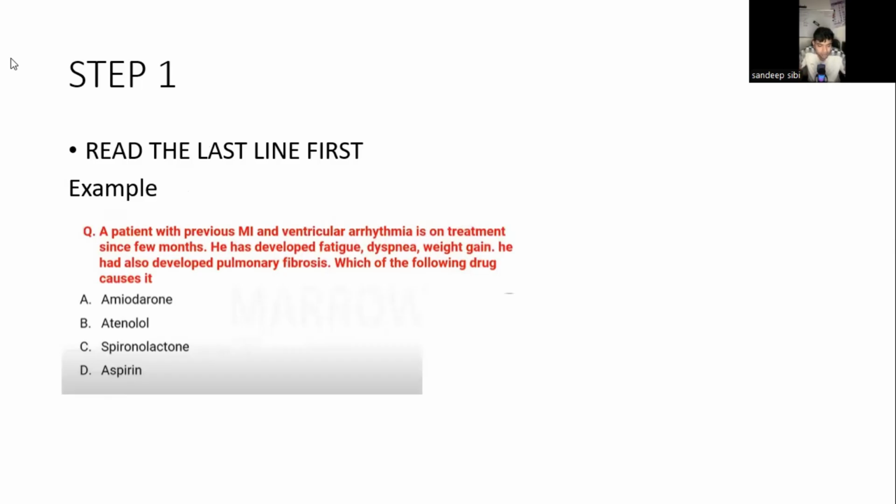For example, in this question, the last line is telling the patient is having pulmonary fibrosis, right? So, which of the following drugs causes it? The answer is straightforward. The answer is amiodarone. So, just by reading the last line, you can save plenty of time, and later you can go through the unnecessary details. But once you have seen pulmonary fibrosis, you will know clearly that it is due to amiodarone.